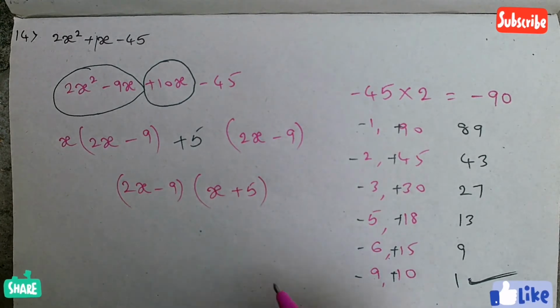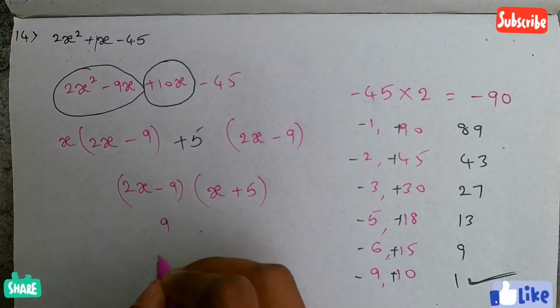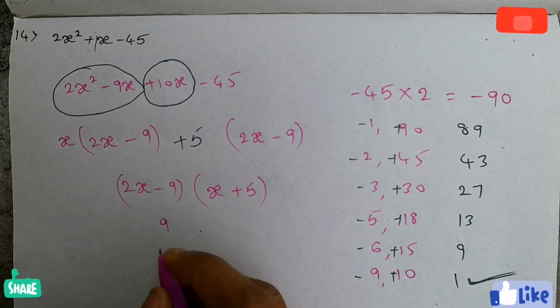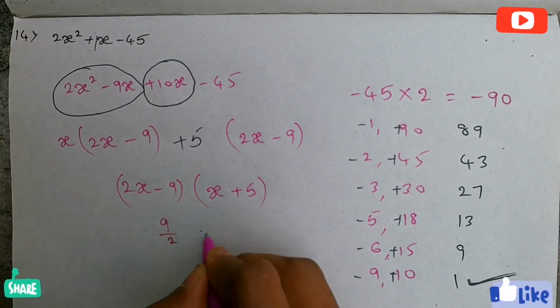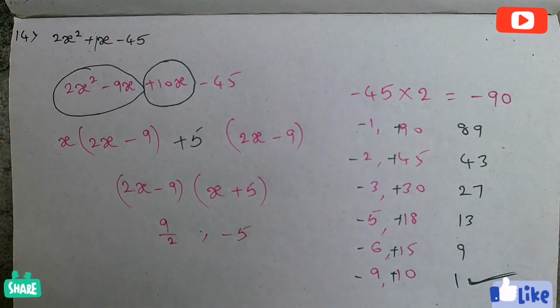Now if we observe the zeros, here minus 9 is there, so plus 9, here multiplied by 2 is there, so divided by 2, here plus 5 is there, so minus 5. So the zeros of the given polynomial are 9 by 2 and minus 5.